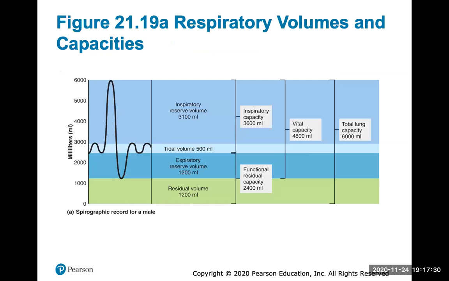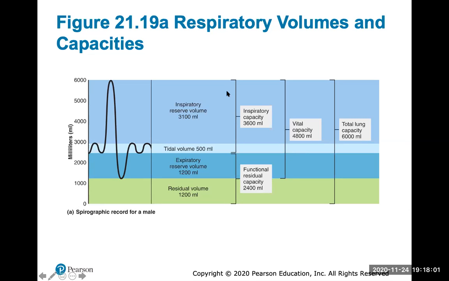And probably to better describe how we get capacities, here is a spirographic record for a male. So here's normal tidal volume in this light blue color. The inspiratory reserve volume is up high and the expiratory reserve volume is there, with the residual volume down here. And on the y-axis, we have milliliters of air that we're measuring. Different capacities are measured by adding up what is seen in brackets here.